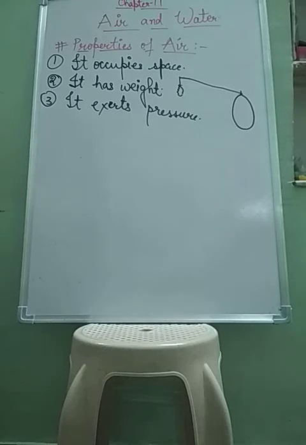Why does this happen? This happens because of air pressure. With the other hole, the air is exerting pressure on the juice, which makes the juice flow out rapidly. Air enters the can from the second hole and its presence pushes the juice out of the can. So this shows that air exerts pressure.